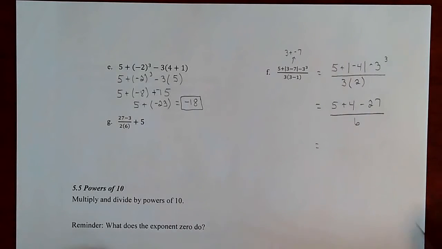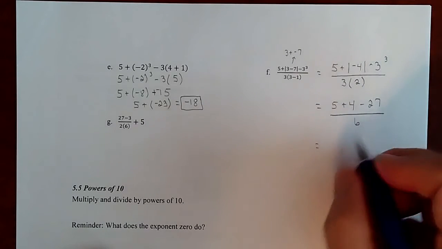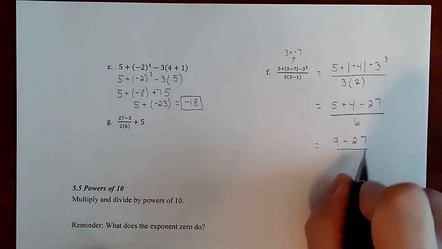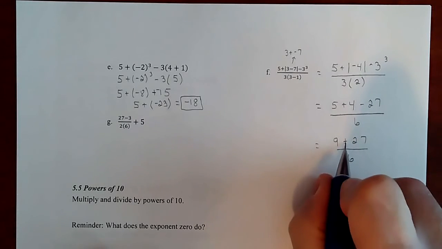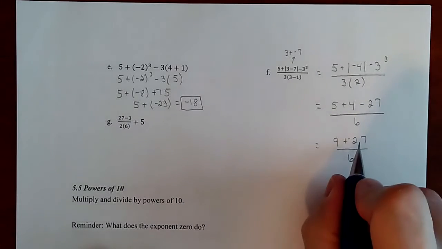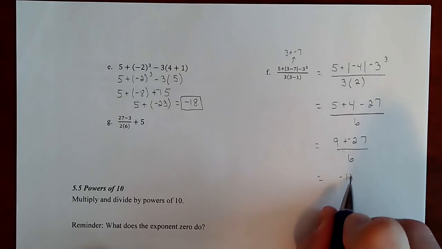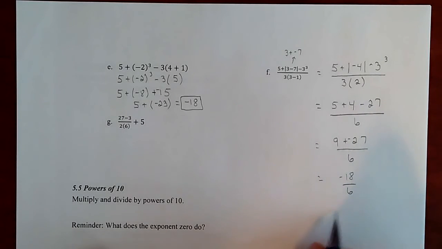Okay, let's put together the top. We got a 5 plus 4, which is 9, minus a 27 over 6. I'm going to add the opposite. So I have more negatives than positives by 18. And 18 divided by 6 is negative 3.